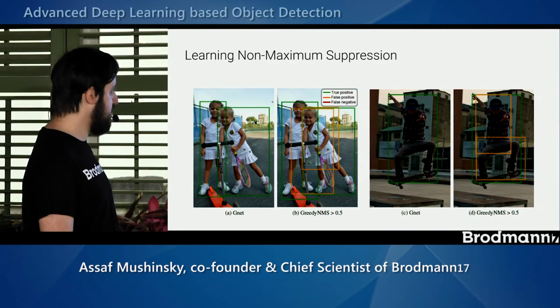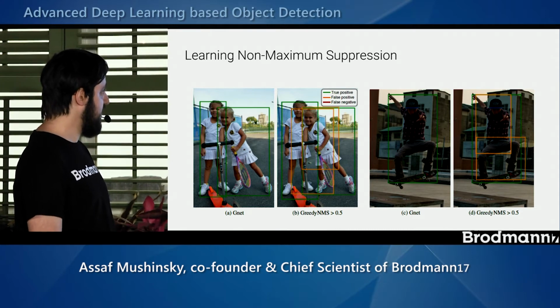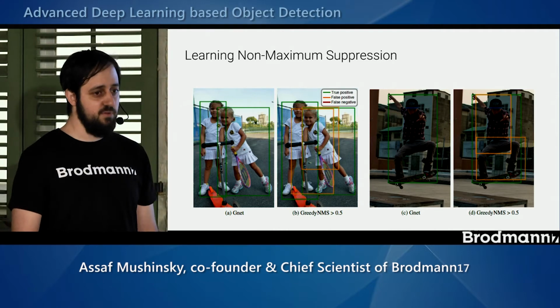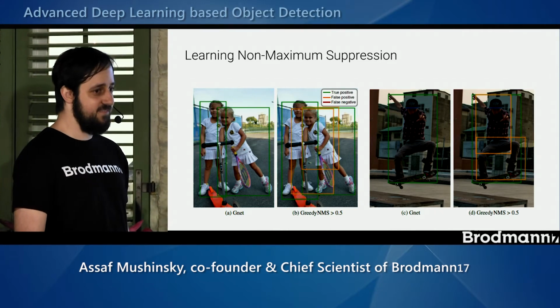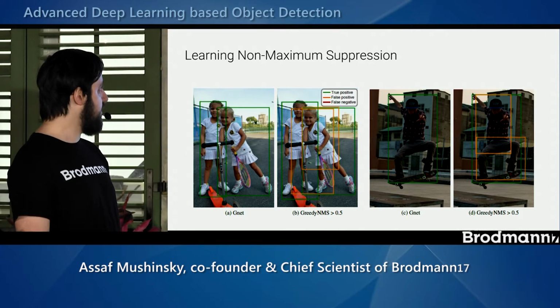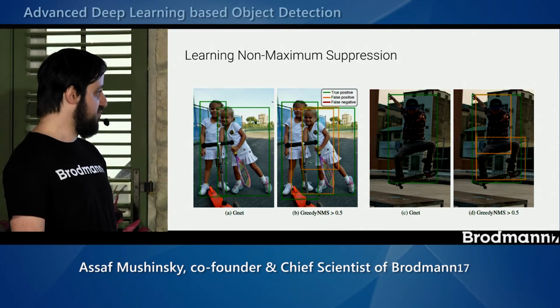So here are a few examples of how exactly it works. Basically, instead of having windows which have low overlap pass on, we can apply the learned non-maximum suppression and remove them.